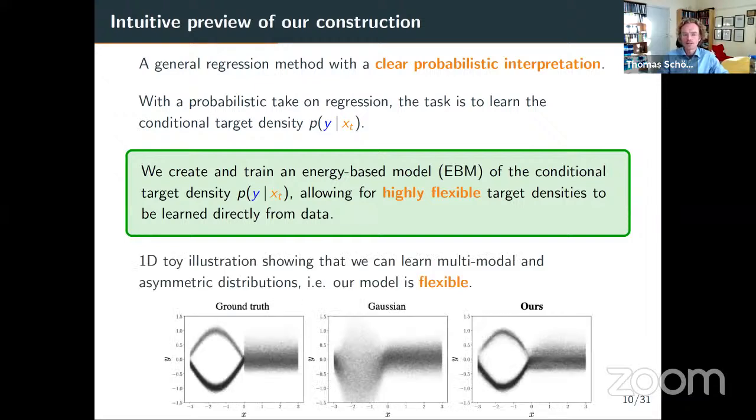So here is a little toy example just to illustrate that we can actually learn multimodal and asymmetric distributions. So it's in that sense a flexible model. If the distribution looks like this, you have the x-axis down there and the y-axis here. So two modes here and the skewed Gaussian here. If you start as in the standard way using a Gaussian, of course it becomes problematic. Whereas if we use a more flexible one, like the one I'm going to talk a little bit more about now, we end up with a distribution that is more akin to the ground truth.